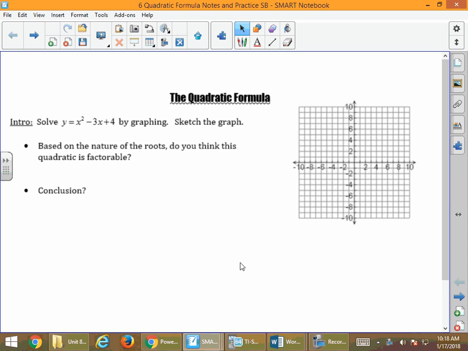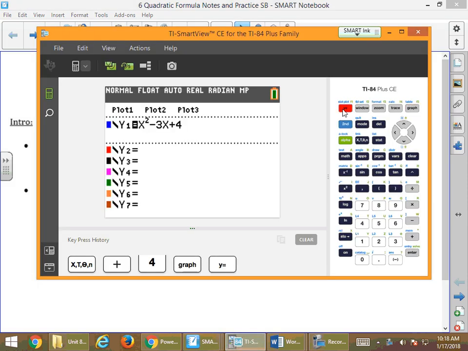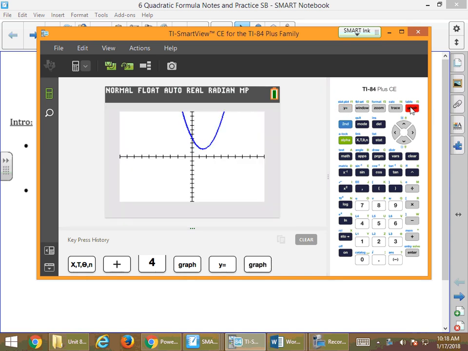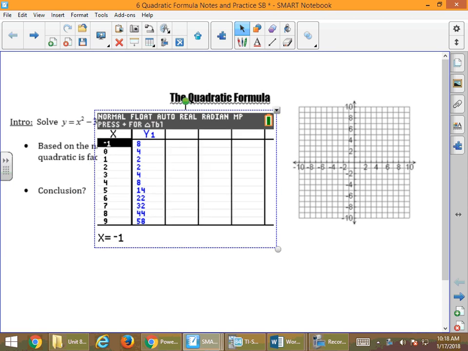So let's graph y equals x squared minus 3x plus 4. And I already have it typed in for us. And when we type in y equals x squared minus 3x plus 4 in our calculator, we get this picture. But more specifically, let's get a picture drawn on our paper. So we can go to second and graph, which gets us up to the table function. And here are some points that we can possibly use on our graph.